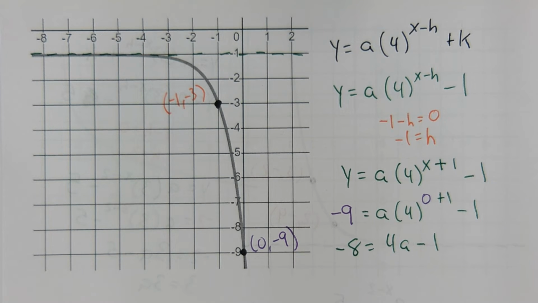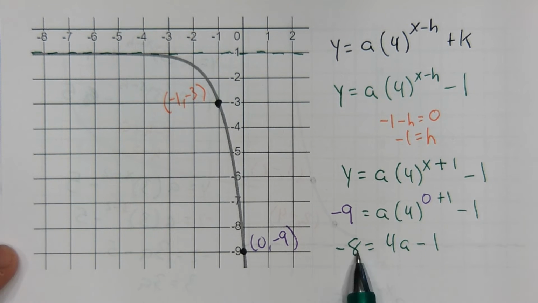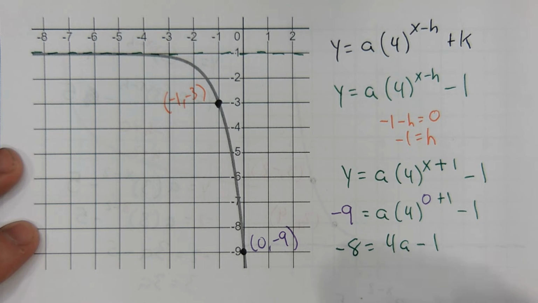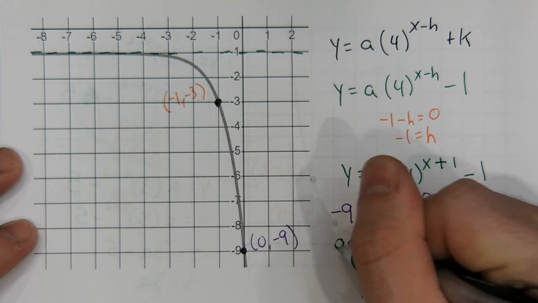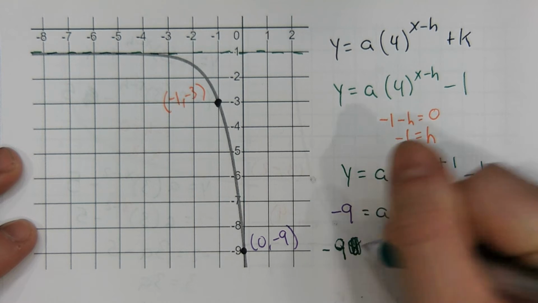Something's gone horrifically wrong here. Oh, I see what it is. First of all, my phone is now interrupting my video. It's fantastic. I wrote -8 instead of -9 by accident. Let's see if I can fix this. Hey, look, it says -9.